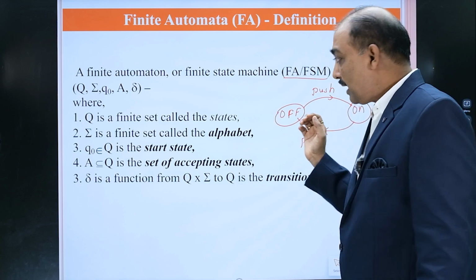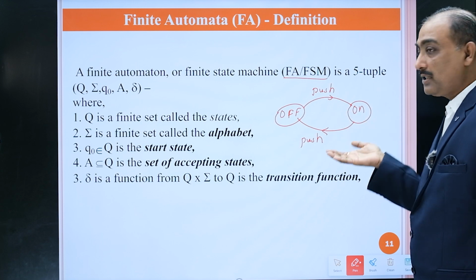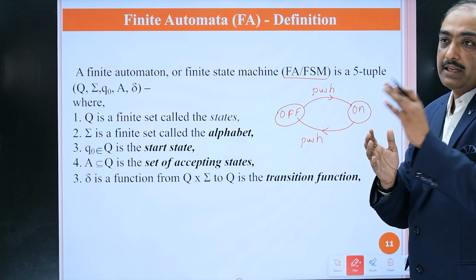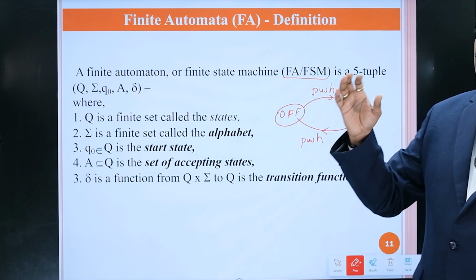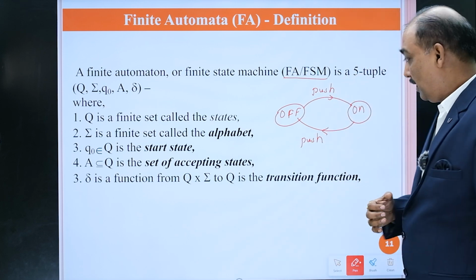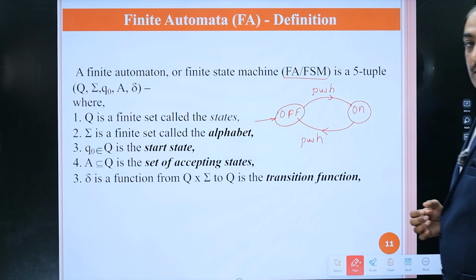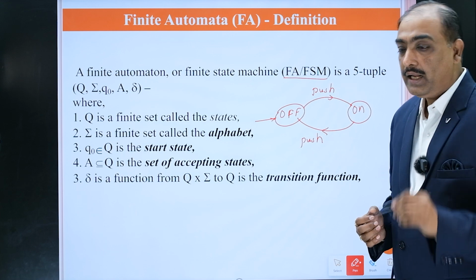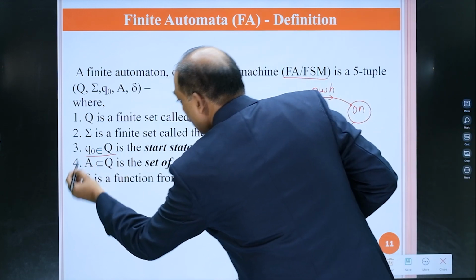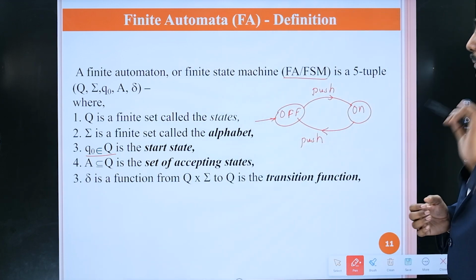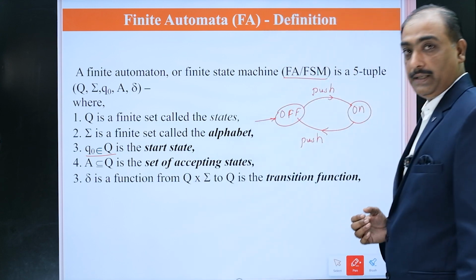So this becomes a transition diagram. But this transition diagram is not complete. Why? Because I need to tell what the initial state was. Sometimes my electric switch might be in the off state initially or it might be in the on state initially. So that initial state we have to indicate by this incoming arrow. There has to be exactly one initial state in your finite automata. And that's why we write Q0 is an element of capital Q. So it is the start state, also called the initial state.